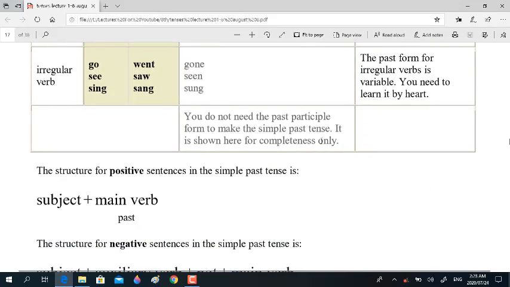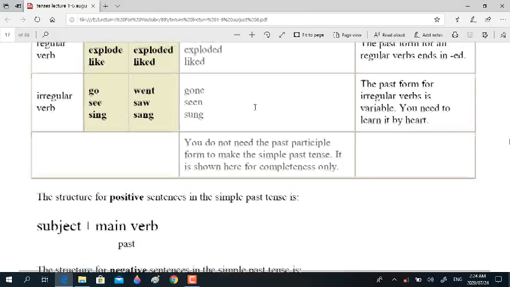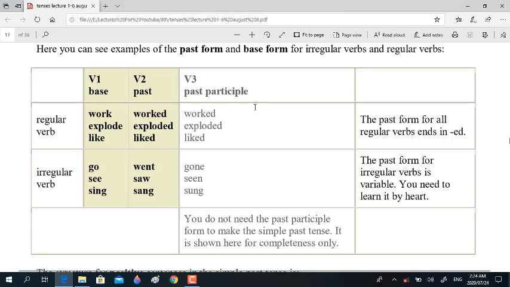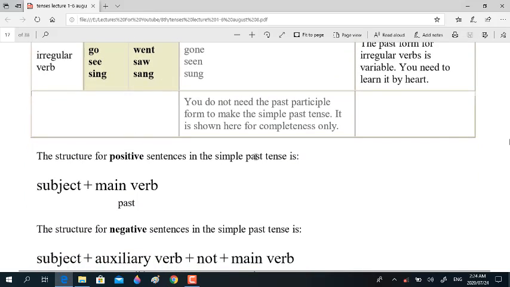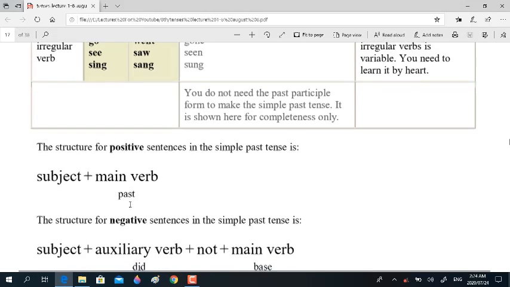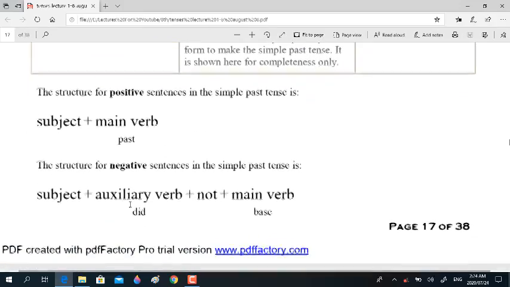You do not need the past participle form to make the simple past tense. It is shown here for completeness only, though there is nothing about the uses of these past participles in this tense. As far as completeness is concerned, they have been mentioned over here. The structure for a positive sentence in the simple past tense is subject plus main verb, that is past. You can also say the second form of the verb.